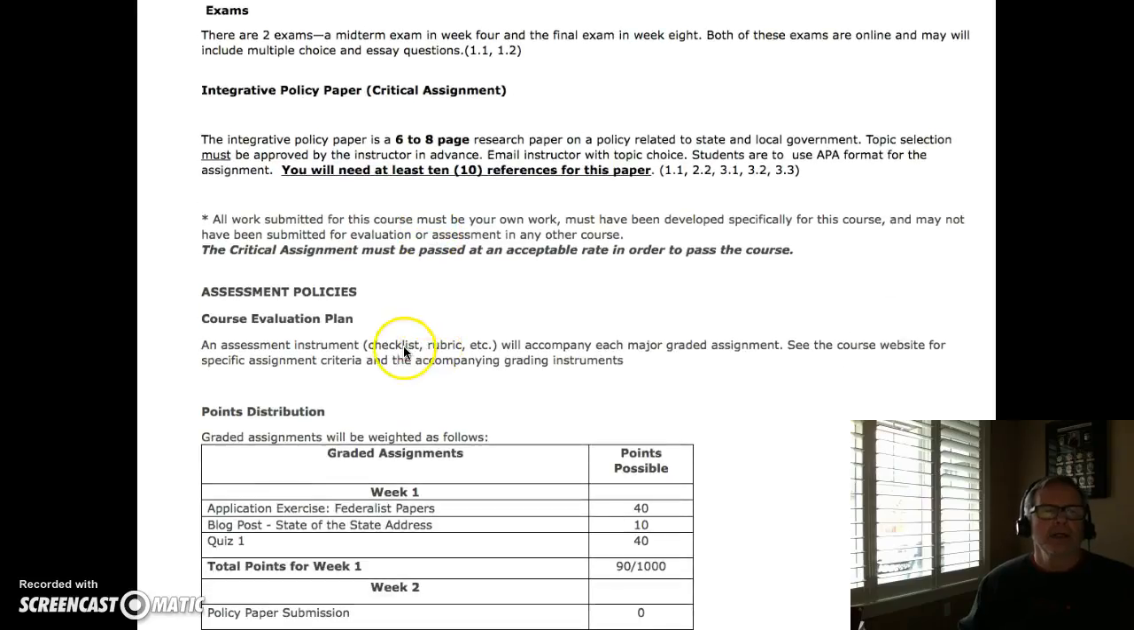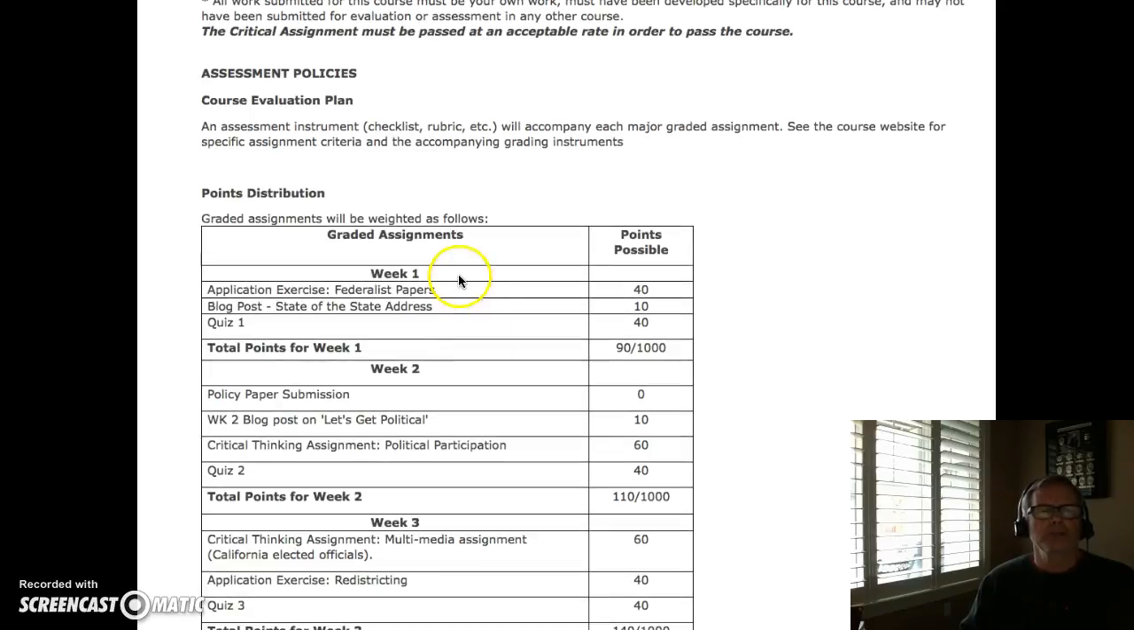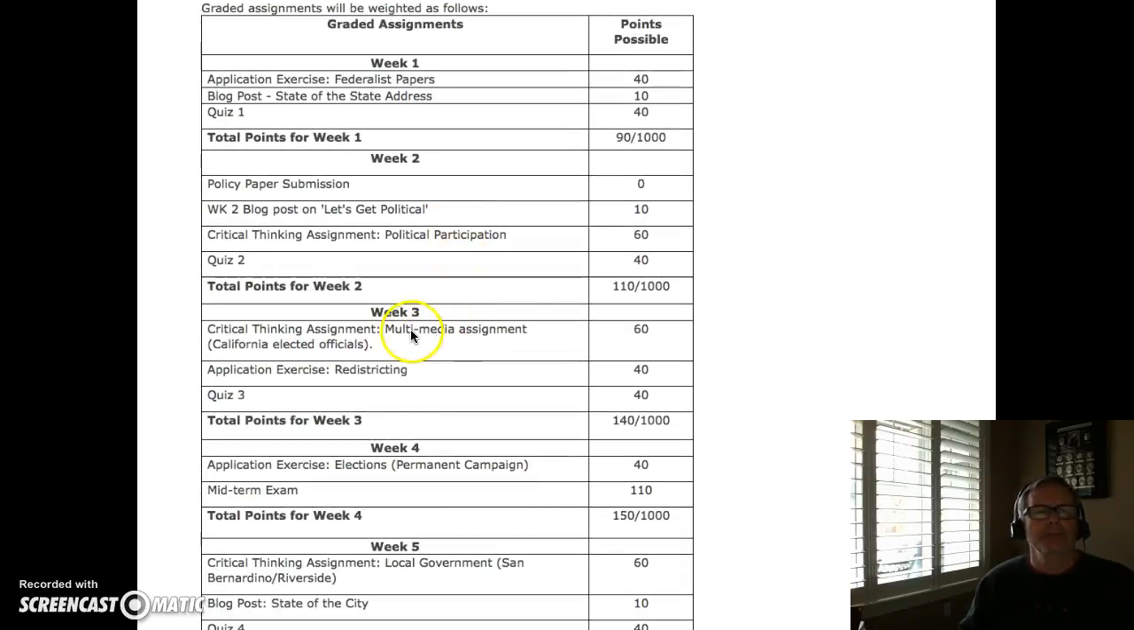Okay. So here's an overview on how the points are distributed and what the assignments are. You can take a look. So we have application exercises, blog posts, quizzes, and so forth. I'm not going to go over all of these, but I do want to talk about the assignment in week 3. There's a critical thinking assignment in week 3 using a multimedia platform, and it has you describing and identifying California elected officials. This has you using VoiceThread.